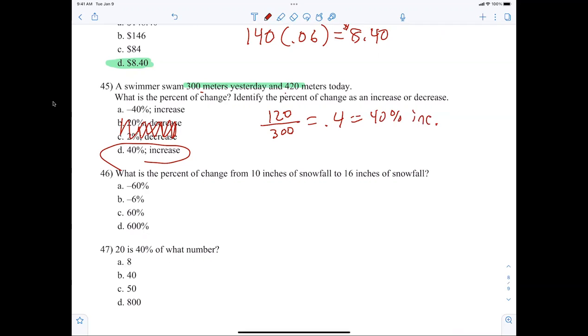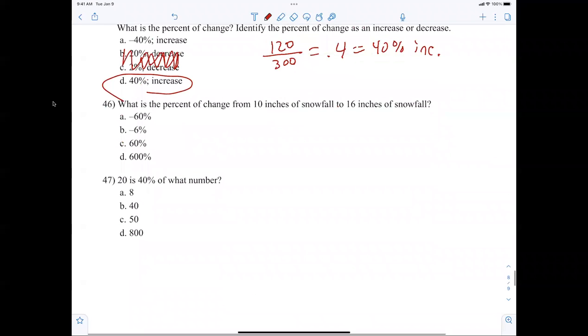Yes, ma'am. Why did you divide it by 120? We didn't divide it by 120. We divided by 300, right? It's the change divided by the original. Okay. Change divided by original. All right, so if we went 10 to 16, what was our change? 6 divided by 10, which is obviously what? Now, is it an increase or a decrease? Increase. So the answer is what? Yeah, 60%. All right.